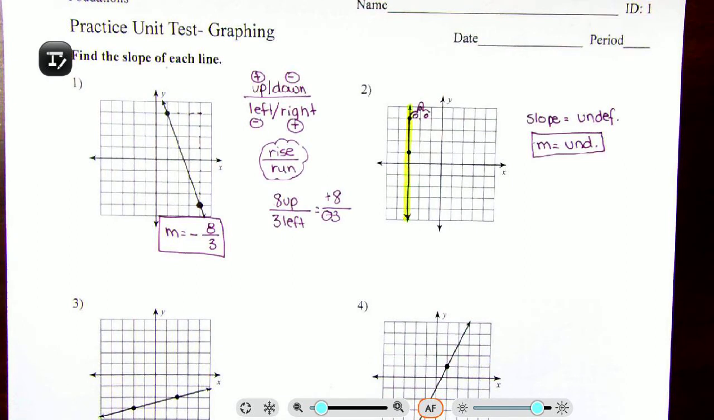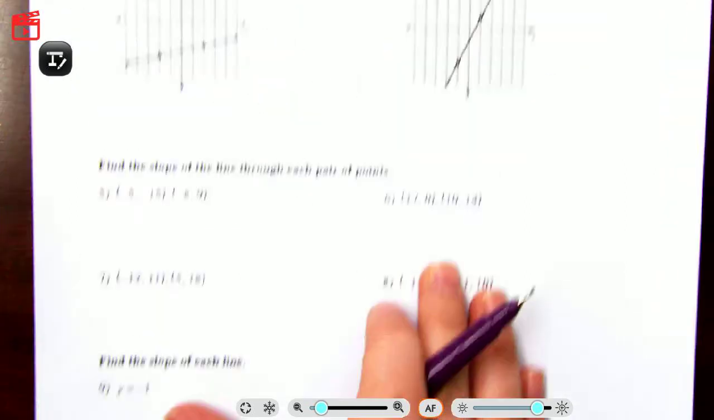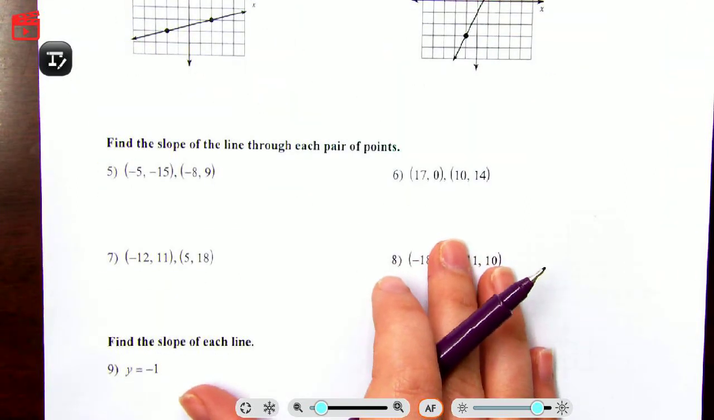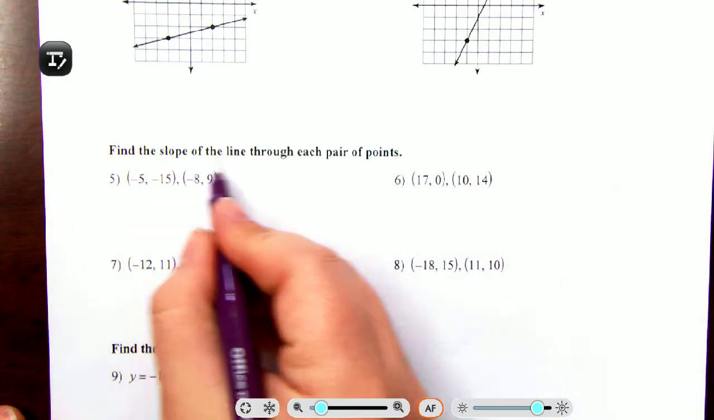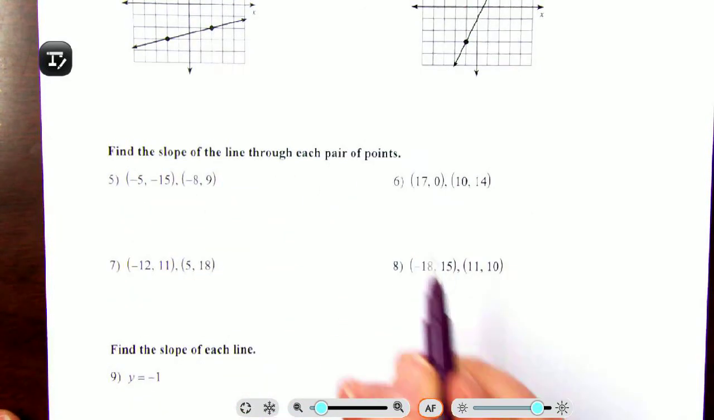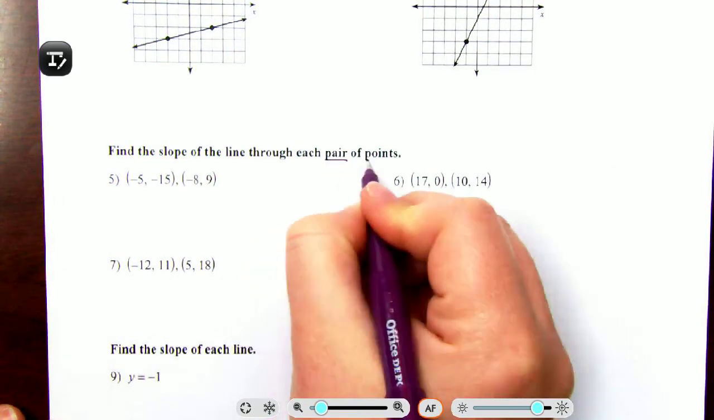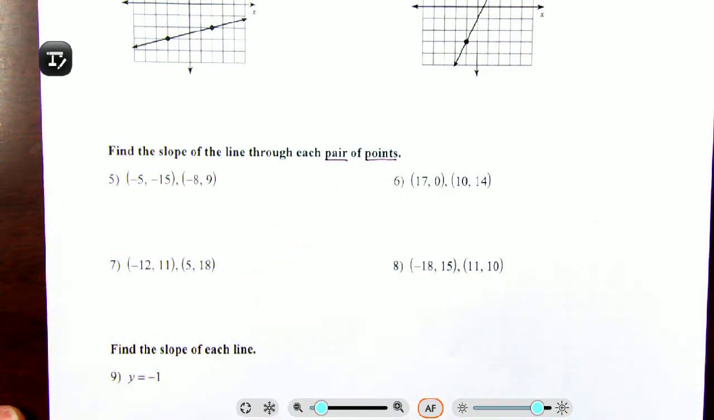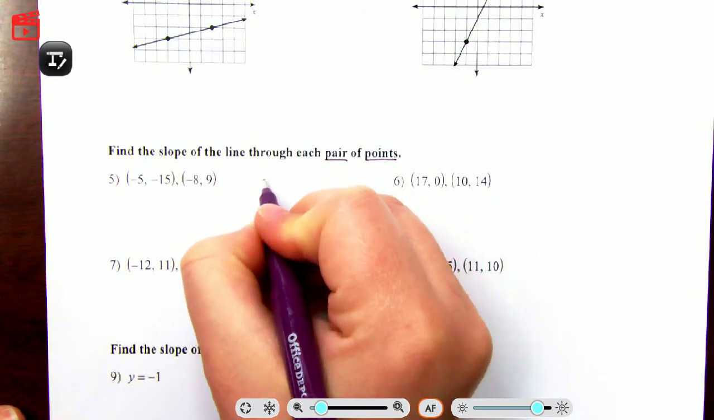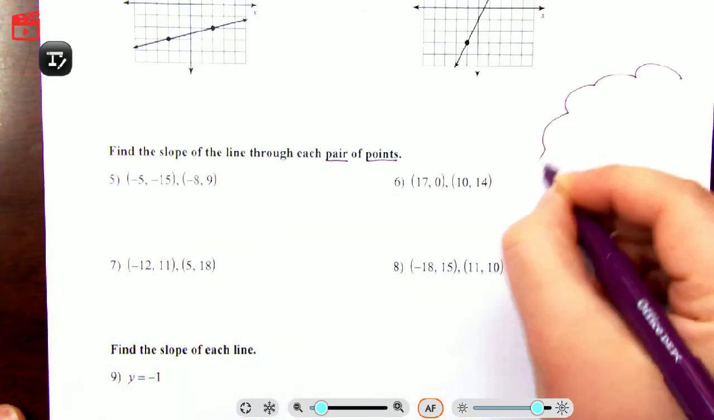Okay, I'm going to leave number 4 for you guys to work on. Let's work on number 5. Okay, number 5 is asking find the slope of the line through each pair of points. Okay, what is given? A pair of points is given. So given to us are points. Therefore, we need to use the slope formula. I'm going to put that here in a thinking bubble.